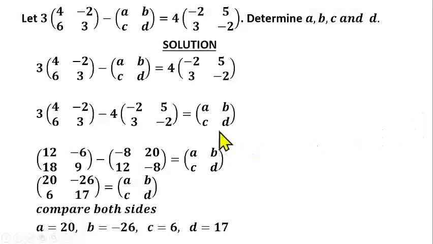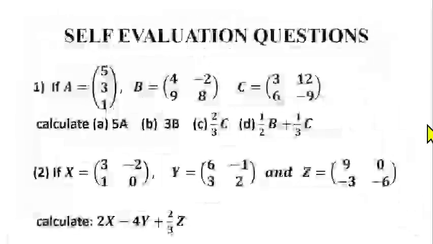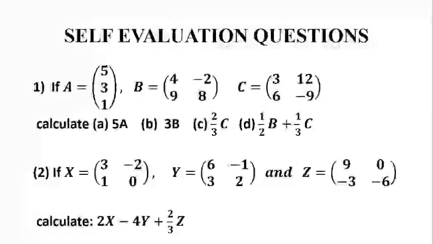So I want to believe you understand this as well. Now if you understand how to use a scalar, which is a number, to multiply a matrix, then try to evaluate yourself using this question on the screen right now. We are given matrix A, matrix B, matrix C. Find 5A, 3B, 2/3C, then the last one, half of B plus 1/3 of C. So simplify this. Then here you have matrix S, matrix Y, and matrix Z. You have to calculate 2x minus 4y plus 2/3z.